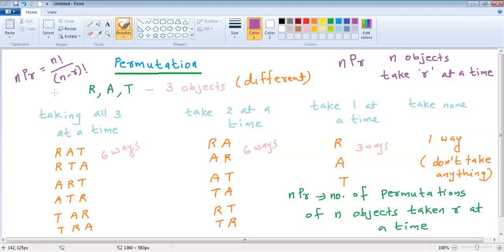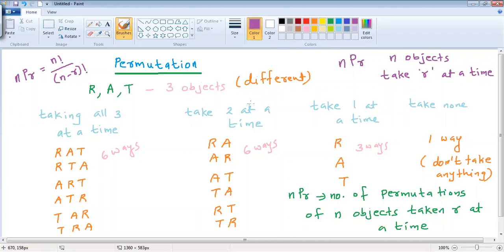P represents permutations. Number of permutations or number of arrangements of n objects. You have n objects, and the arrangements taken r at a time. If you take r items at a time, how many ways can you arrange them?